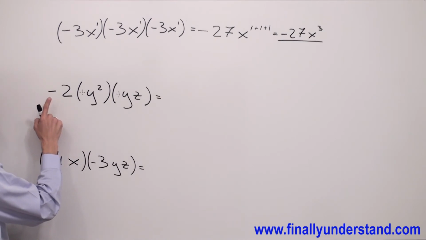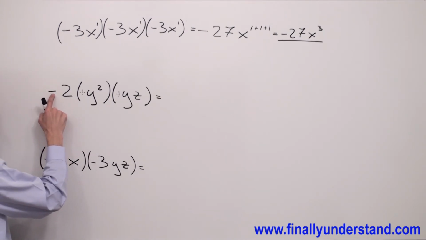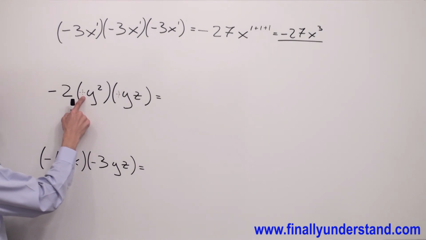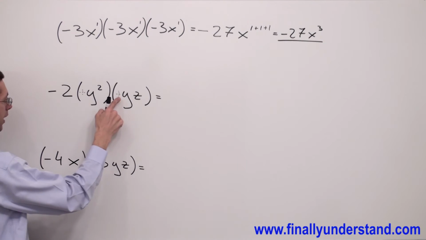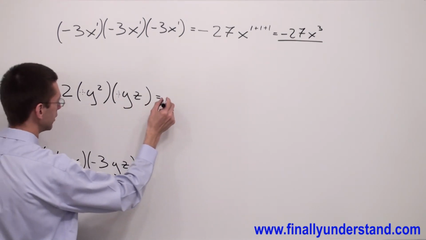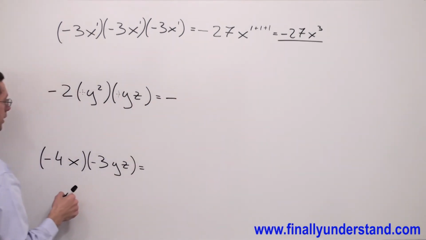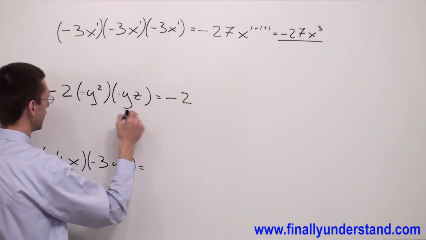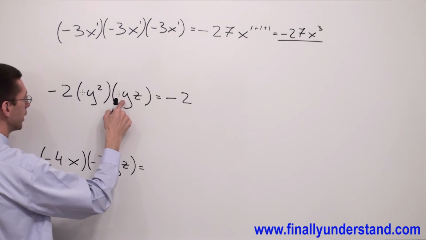First, I have to multiply the signs together. Negative times positive gives me negative. Negative times positive will give me negative. That's why my answer is going to be negative. I copy 2 and I have y and y.